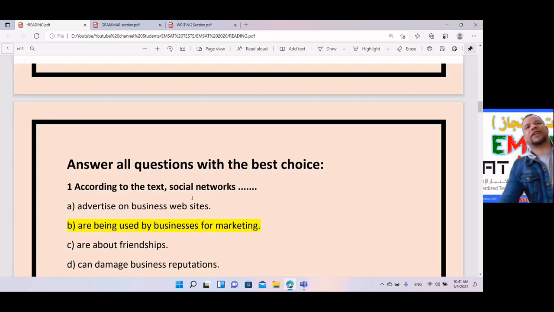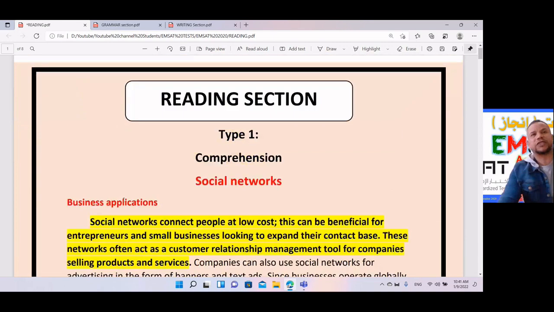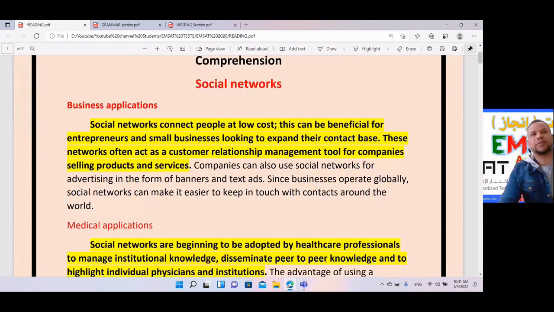or are being used by business for marketing. So this topic, I mean in general, if the question is about the topic, it's not only about one paragraph. So you have to understand the whole paragraphs. As I told you, just pick up the first two sentences of each one. You will find that the first one is talking about, for example, benefits of social networks. So connect people with a low cost, with not more charge.